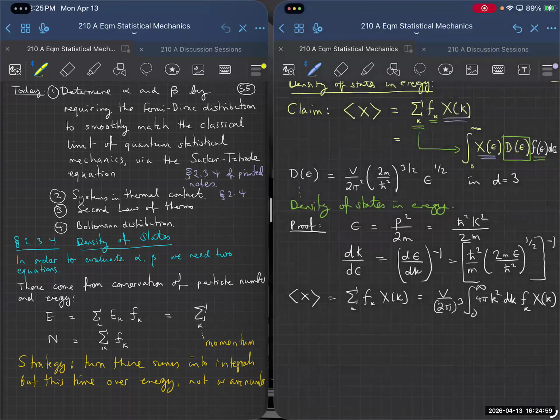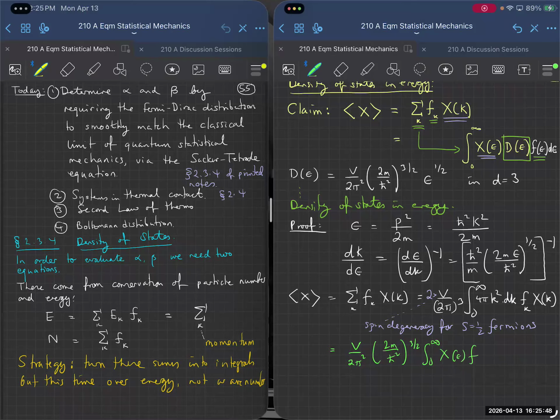And if I've got spin 1/2 fermions, I might have a factor of 2 in here. And this 2 is the spin degeneracy, for S equals 1/2 fermions, such as you would encounter for electrons in a solid. And so then when we do the calculation, just plugging it in, we get that the expectation of x is equal to V over 2 pi squared, 2m over h bar squared to the 3/2, the integral from 0 to infinity, x of epsilon, distribution function as a function of epsilon, and then epsilon to the 1/2, and then d epsilon. So that's the thing that we have to do, and that's called the density of states in energy, and that's how we use it.